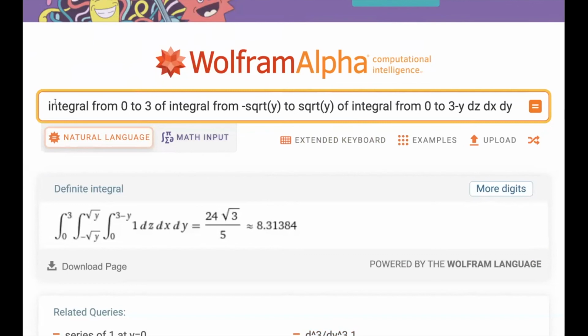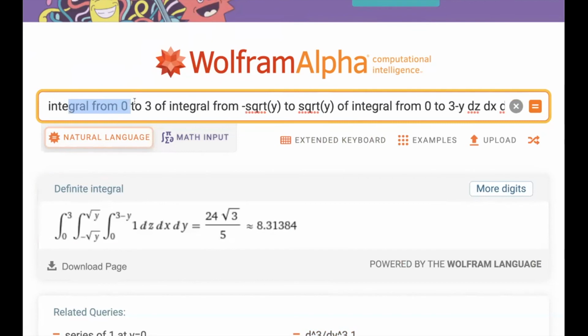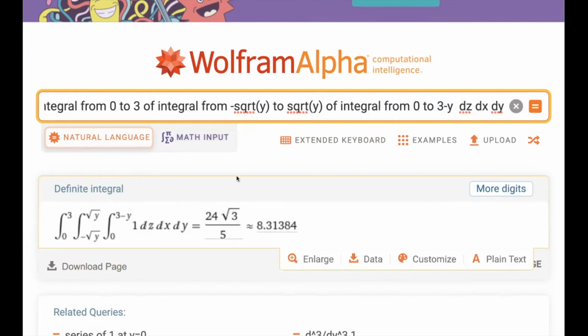The syntax is just English. So for this triple integral, I typed in integral from 0 to 3 of integral from negative square root y to square root y of integral from 0 to 3 minus y. In this case, there is nothing there. I could have typed a 1, whatever the function is, dz dx dy. And you can see that it interpreted it correctly. And the answer is 24 root 3 over 5. So it can compute that for us.